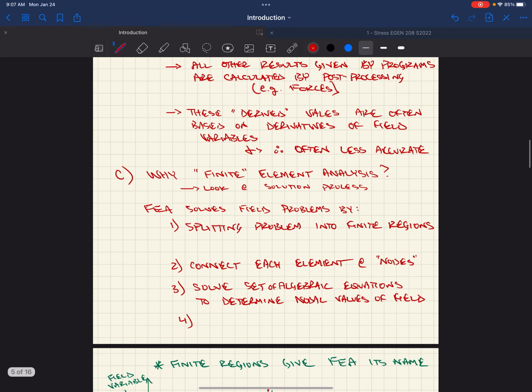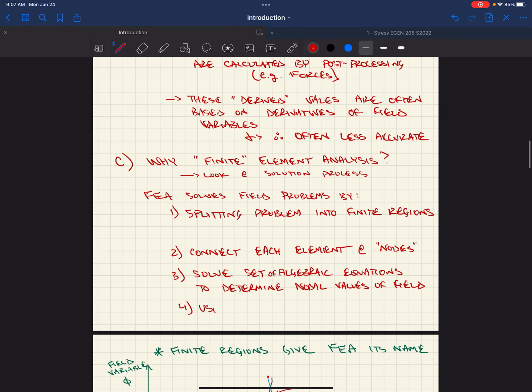Once we know what those nodal values are, we can then just use simple interpolation functions to define the field between nodes.